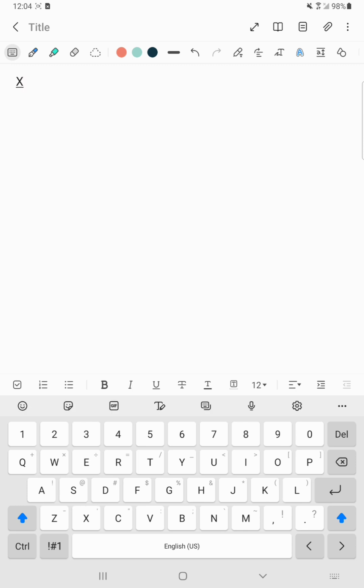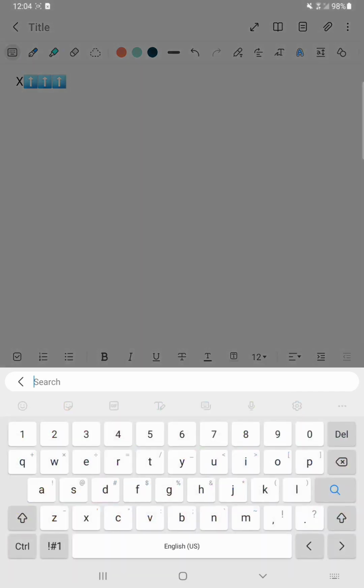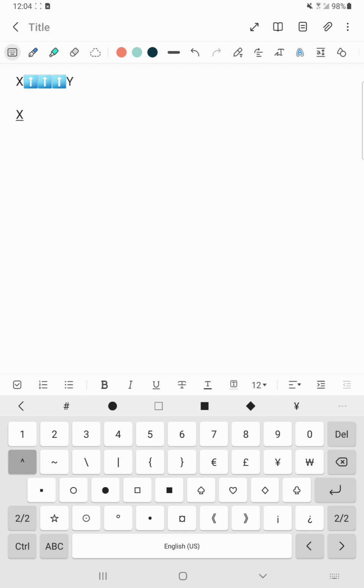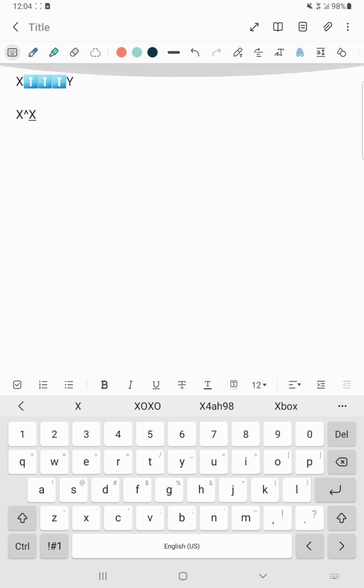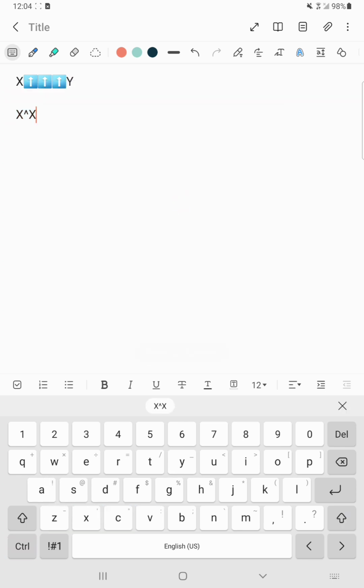X to the triple arrow of Y. No, I'm messing up. X to the power of Y is equal to X to the power of X to the power of X. Let me select all of that. Copy. X to the power of X to the power of X.